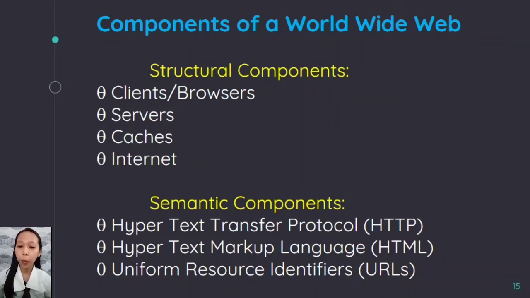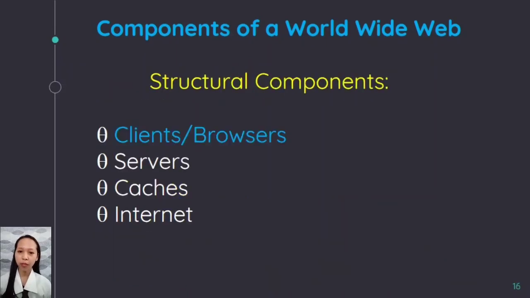We have the structural components and the semantic components of the World Wide Web. Under the structural components, we have the clients or the browsers, the servers, caches, and the internet. Clients are those people who use the internet, also called the end user. If I'm going to use the internet, I am called the client or the end user. Browsers are the applications used to access the internet and surf for information. Again, the examples are Google Chrome, Mozilla Firefox, and Internet Explorer.